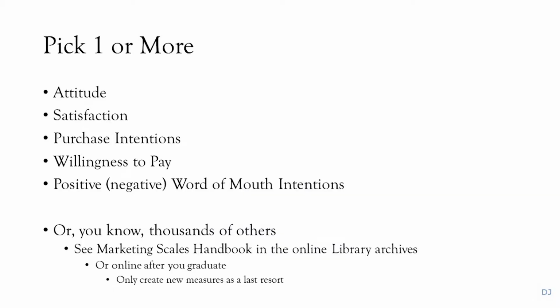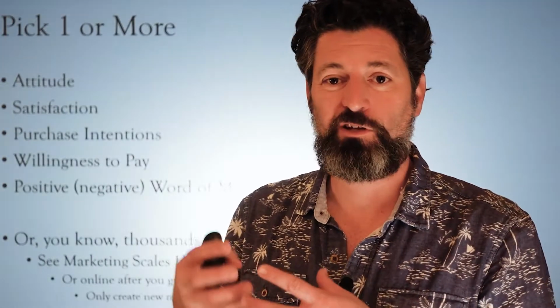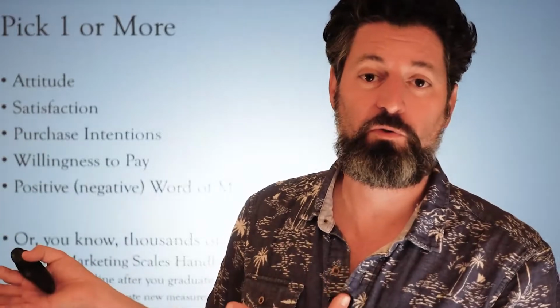So again, there are some standard ones: attitude, satisfaction, purchase intentions, willingness to pay, word of mouth, these kinds of things. Or there are lots of others in the marketing scales handbook. But for my students, just remember, in all your surveys, make sure you have at least one or maybe two or three different outcomes that you're trying to manage towards, what sometimes people call your KPIs.